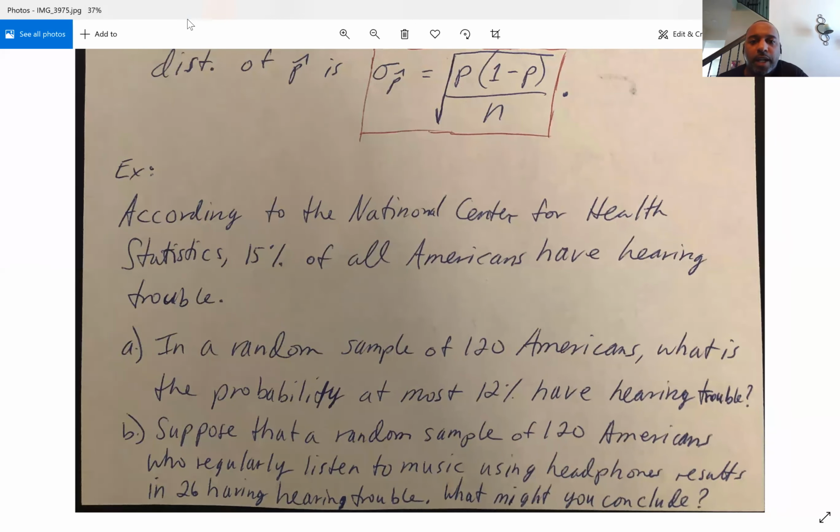All right, so according to the National Center of Health Statistics, 15% of all Americans have hearing trouble. In a random sample of 120 Americans, what is the probability that at most 12% have hearing trouble? Suppose that a random sample of 120 Americans who regularly listen to music using headphones result in 26 having hearing trouble. What might you conclude? So I'll give you a chance to write that down.